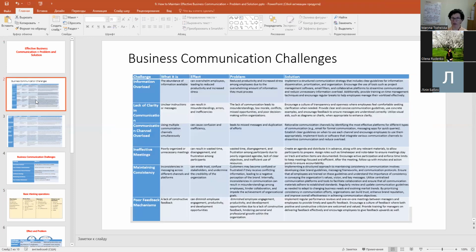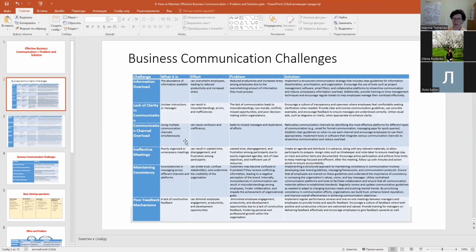Let me try to show you how it will look. We can talk about business communication challenges, which include information overload, the abundance of information available, and this is one of the most important challenges. This challenge is followed by the lack of clarity in communication, which is giving unclear instructions and messages.